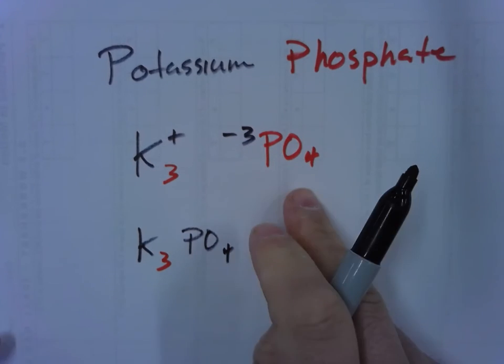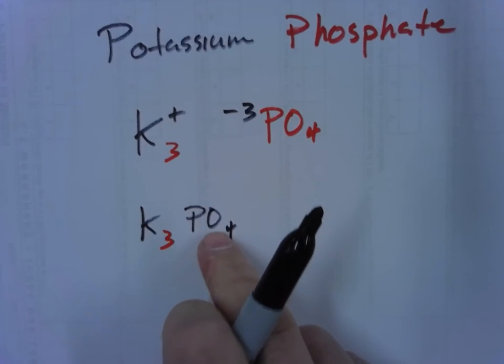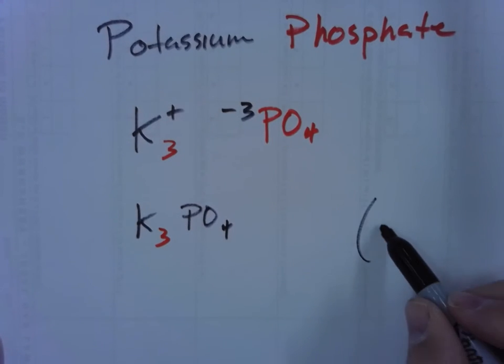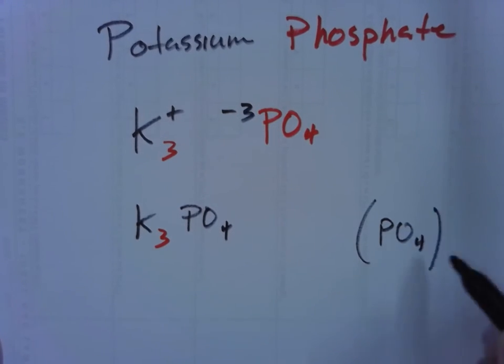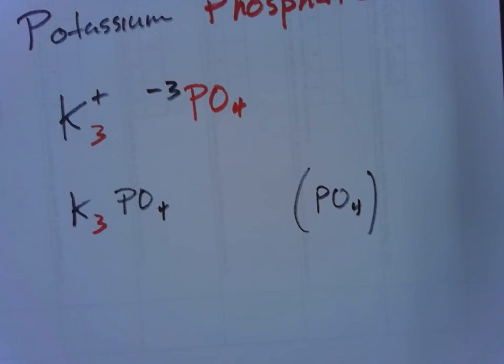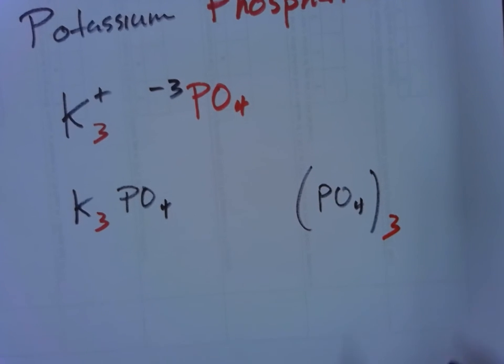Okay, now sometimes you might need multiple polyatomic ions, and when you do, you have to put those in parentheses like that. If you need more of these negative anions, you're going to have to put them in parentheses like that. Okay, something that might look like that.